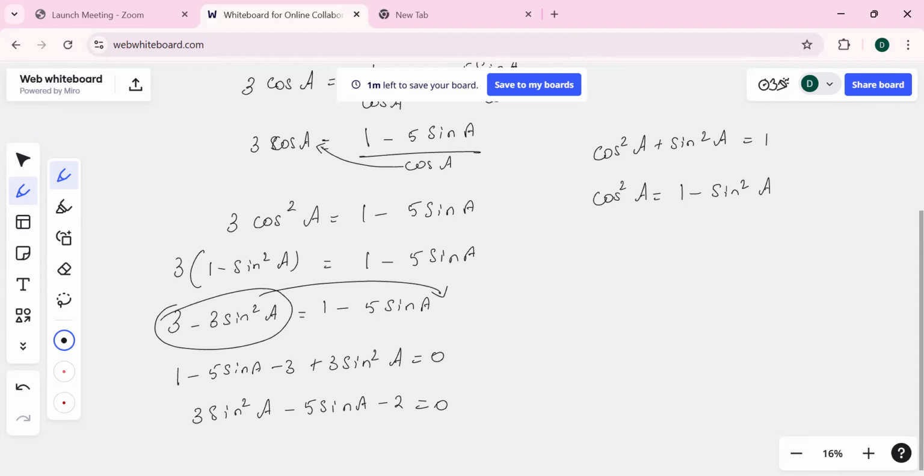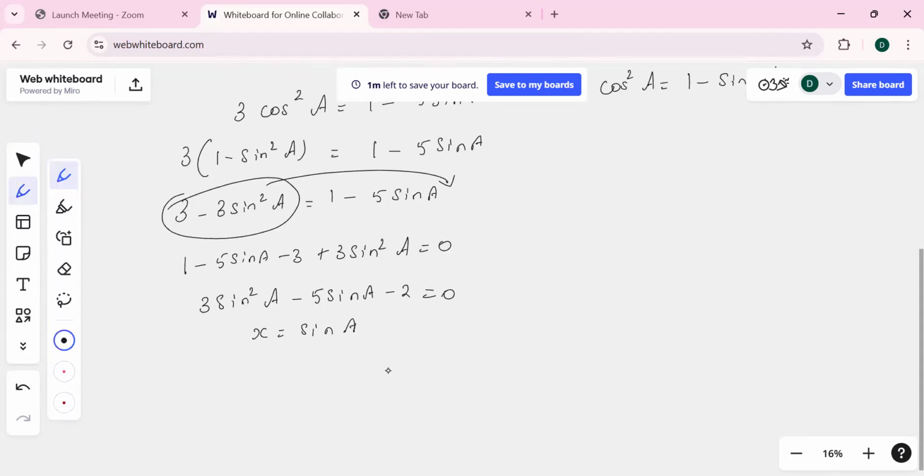Now, we are going to take x equal to sine A. Instead of sine A, we substitute x. So this equation becomes 3x square minus 5x minus 2 equals 0. It is a quadratic equation. We need to find the factors for this quadratic equation.